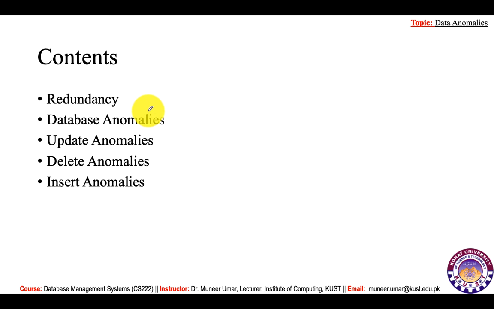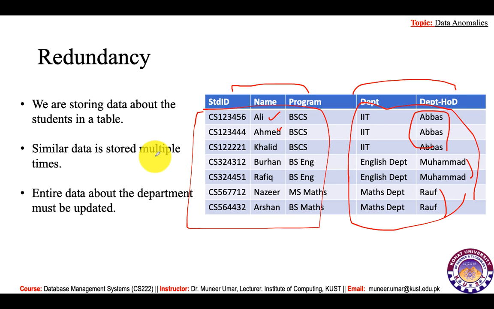So in today's lecture, we studied about the redundancy. By redundancy, we mean the repetition of data. Then database anomalies. By database anomalies, we mean the abnormalities in database, particularly the issues when we face with some database operations. Those are referred to database anomalies. Then there are three types of database anomalies: the update anomalies, delete anomalies, and insert anomalies. We studied about all these and checked these in our MySQL workbench. We also checked some examples in our lecture.